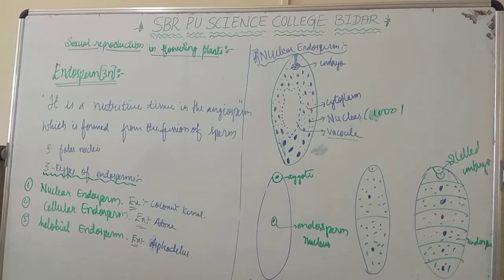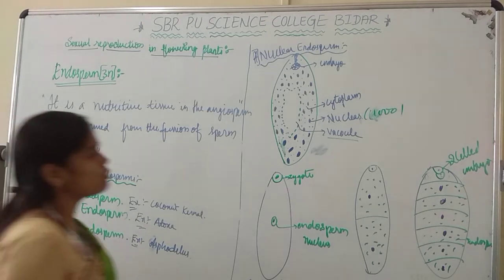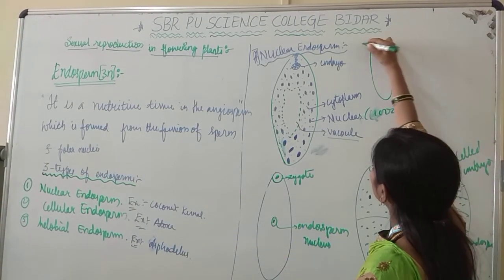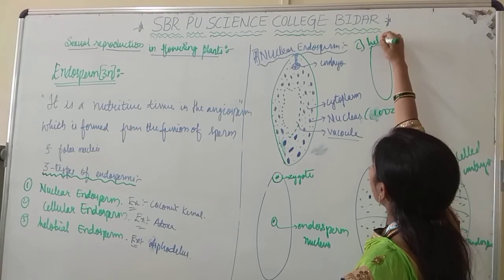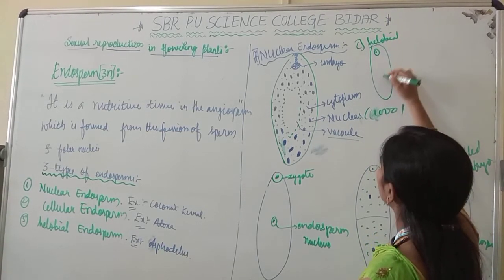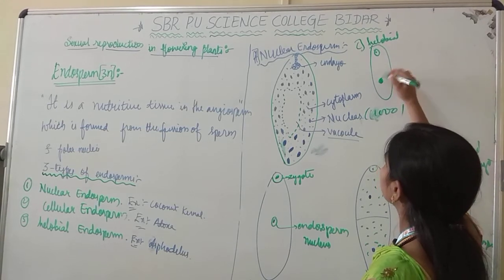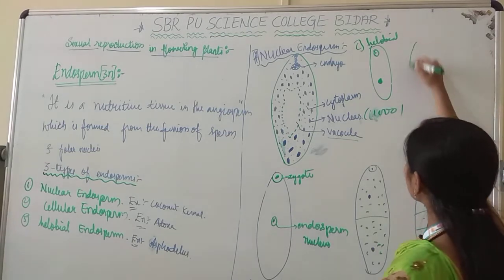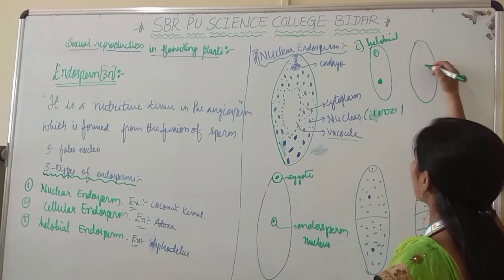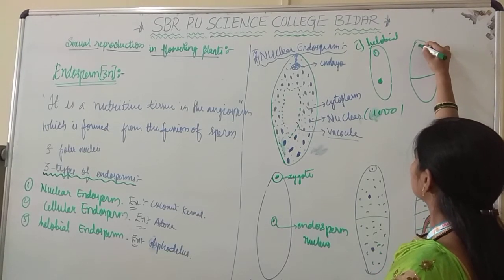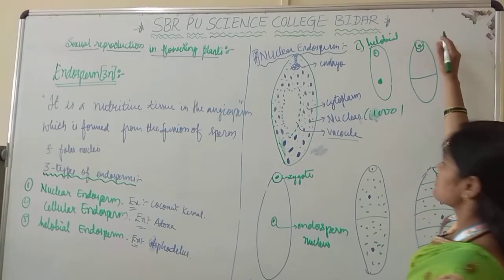Then what about the other type? The other type of endosperm you can see is the third type. The third type is helobial. In the helobial, this is the zygote and this is the polar endosperm cell. So it will undergo cell division, as a result of which half here, what happens? This is what we call the zygote.